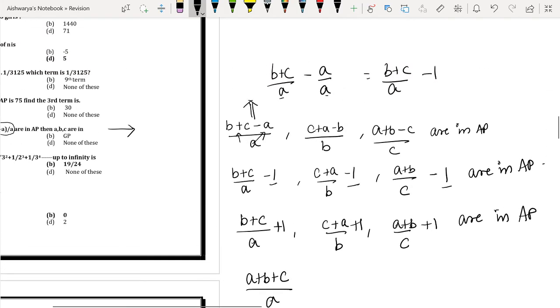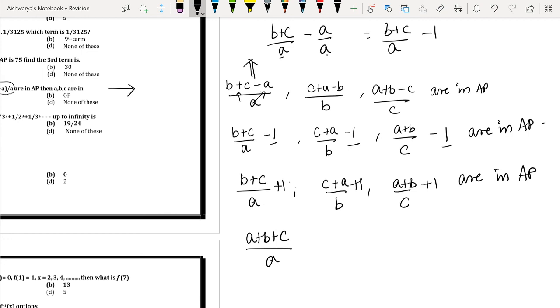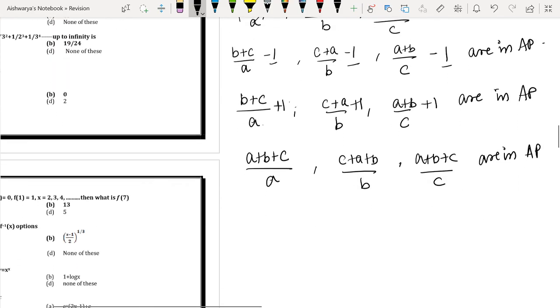When I take LCM, it is similar to this. Instead of splitting, I am now taking it to the numerator LCM. Okay. (c plus a plus b)/b, (a plus b plus c)/c are also in AP. This can also be said in AP.